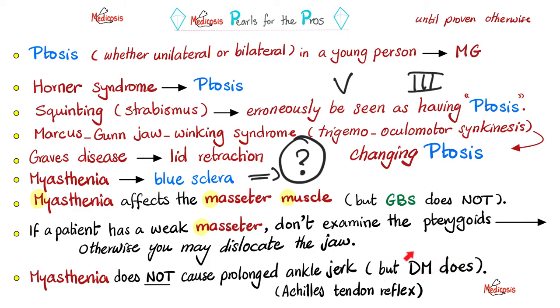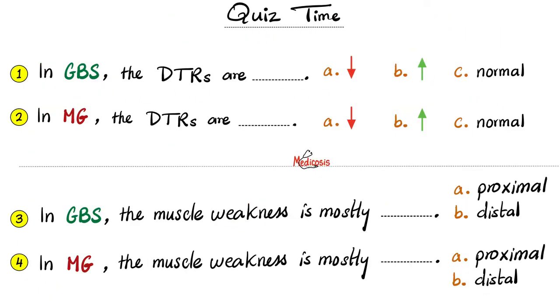Next, unlike diabetes mellitus, diabetic neuropathy, which can cause prolonged Achilles tendon reflex or prolonged ankle jerk, myasthenia does not do that. Quiz time. Here are 4 questions for you, and every one is multiple choice.